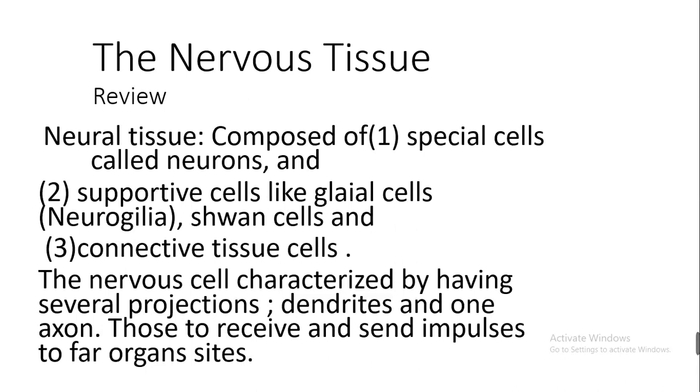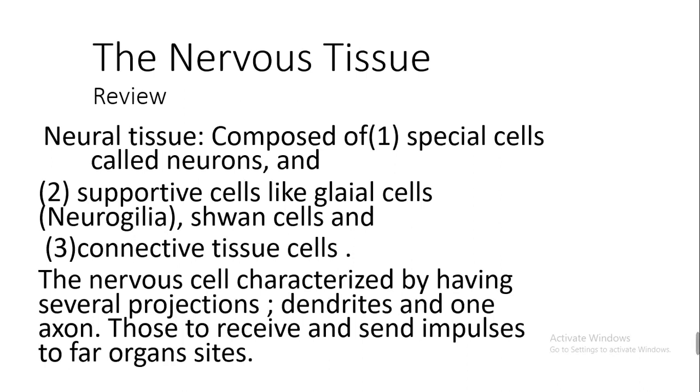Okay, the nerve cell is characterized in shape and function, differing from other cells by having several projections. These projections are called the dendrites and one axon, to receive and send impulses to far organ sites, because the nerve cell's main function is to receive electrical impulses and send responses again by electrical impulses, so it needs projections like wires. This diagram here shows you the typical nerve cell on the right hand side.